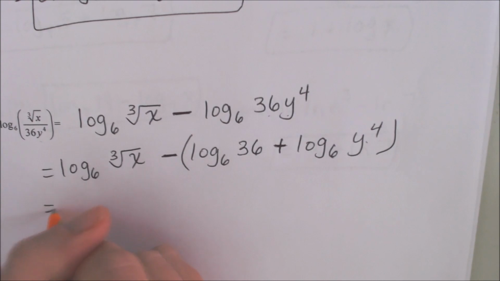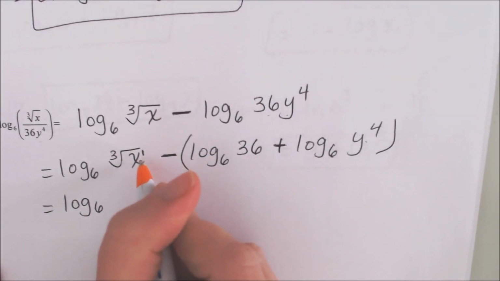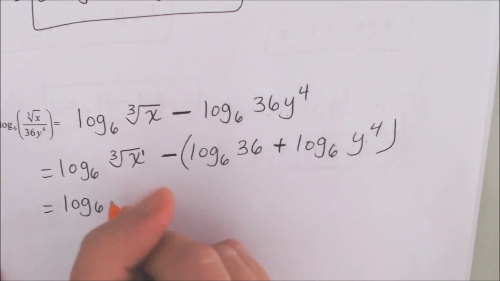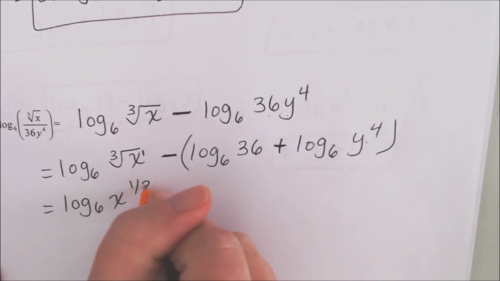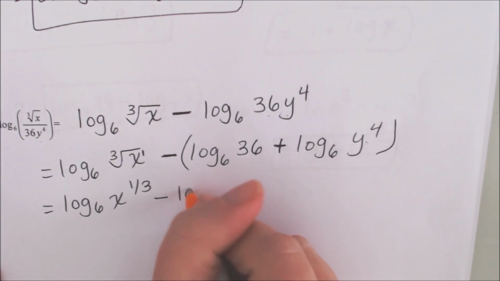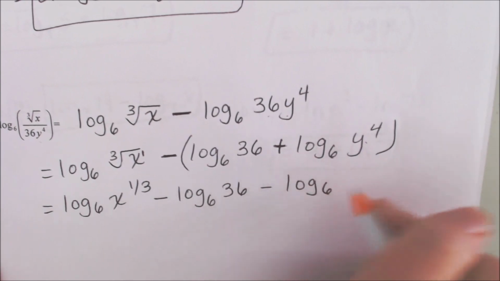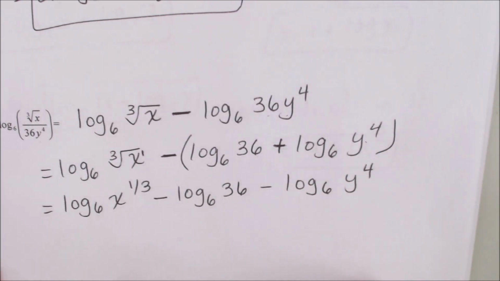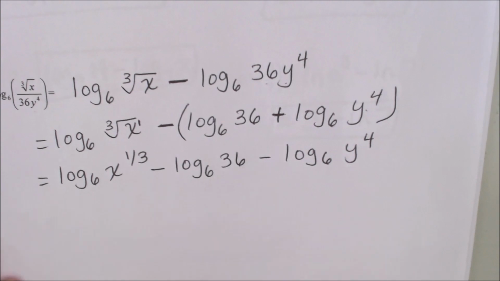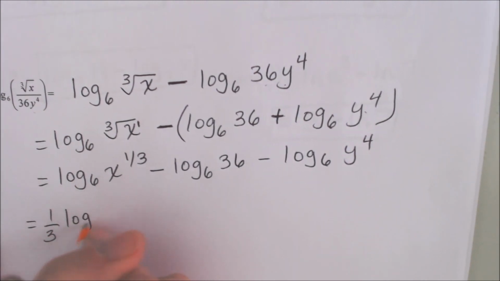Let's write the cube root of x as an exponent. So this will be log base 6. Remember, this is a 1 is the exponent, cube root of x to the 1st. So that becomes x to the 1/3 power minus, I'm going to go ahead and distribute this negative sign, log base 6 of 36 minus log base 6 of y to the 4th. Next thing I would do is get rid of the powers. So the 1/3 will go to the front of the first log.